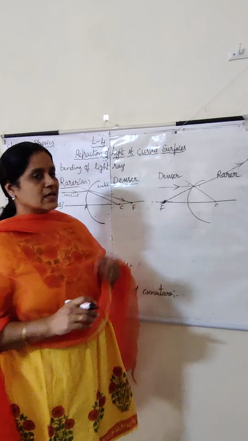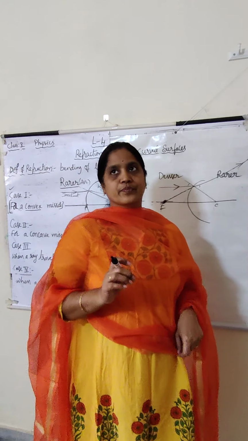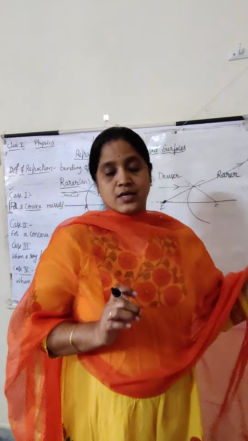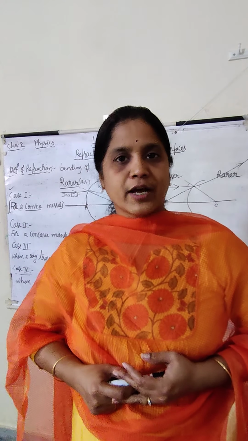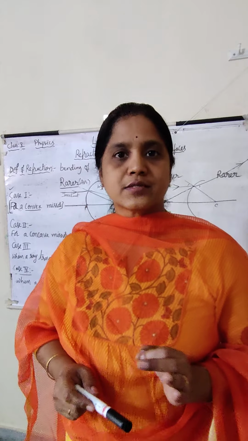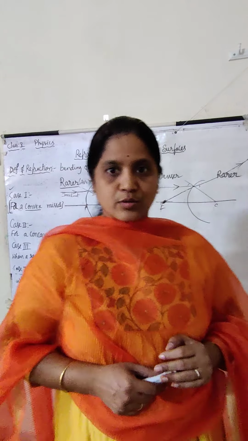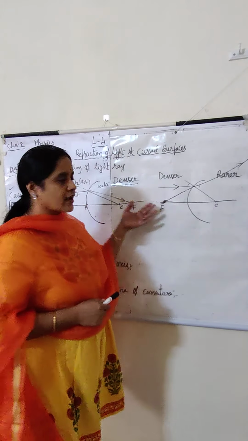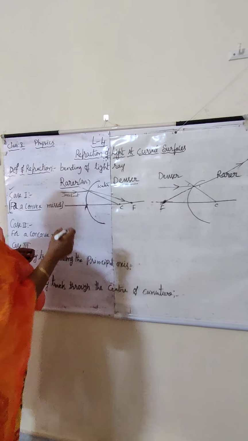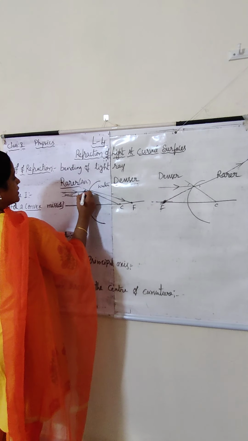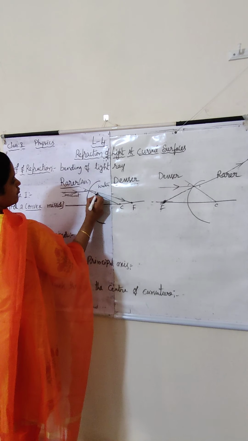And in these two cases, the laws of refraction are valid. What are the laws? Angle of I is equal to angle of R. So is angle of I equal to angle of R for these refracted rays? See here, angle of I and this is the angle of R.